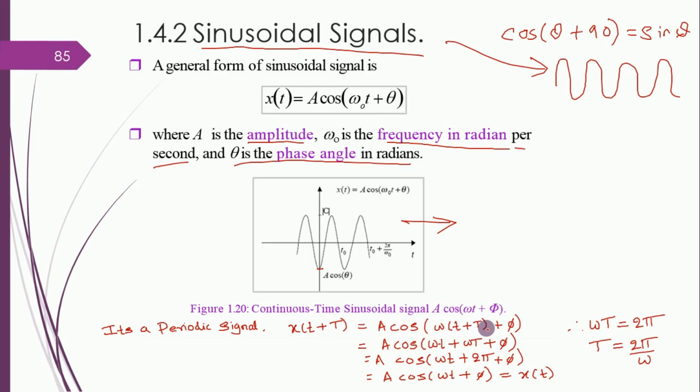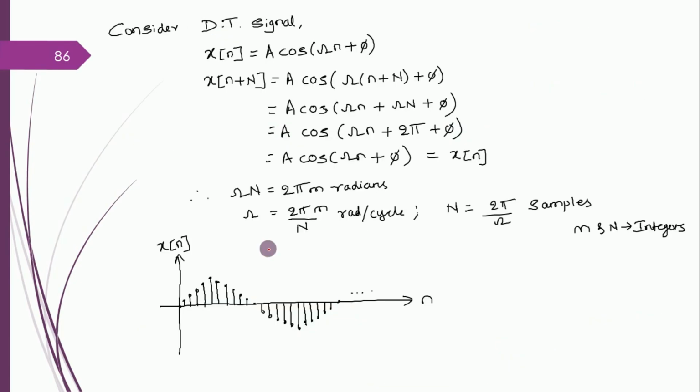Just for continuity, I have taken x of t plus T applied to this: A cos of omega (t plus capital T) plus theta. Open the bracket: omega t plus omega capital T plus theta. In place of omega capital T, I substitute 2 pi, because we know that sinusoidal signals are periodic with period 2 pi. So it is as good as the cos signal itself, because after every 2 pi, your sinusoidal signal repeats. Hence, it gives back the original signal x of t. Hence, it is a periodic signal. And what is its period? I have equated omega capital T equal to 2 pi. So T is equal to 2 pi by omega naught. This is the period.